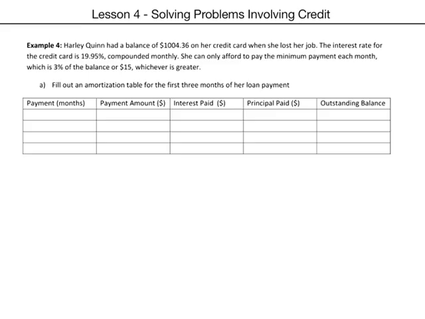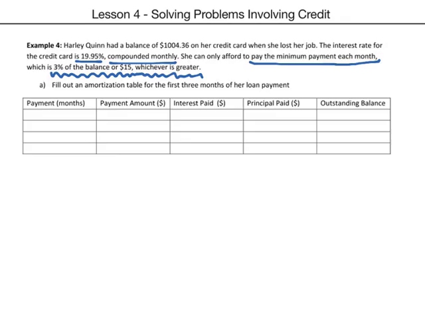All right, last example, example 4. Harley Quinn had a balance of $1,004.36 on her credit card when she lost her job. The interest rate for the credit card is 19.95% compounded monthly. She can only afford to pay the minimum payment each month, which is 3% of the balance, or $15, whichever is greater. Fill out an amortization table for the first 3 months of her loan payment.